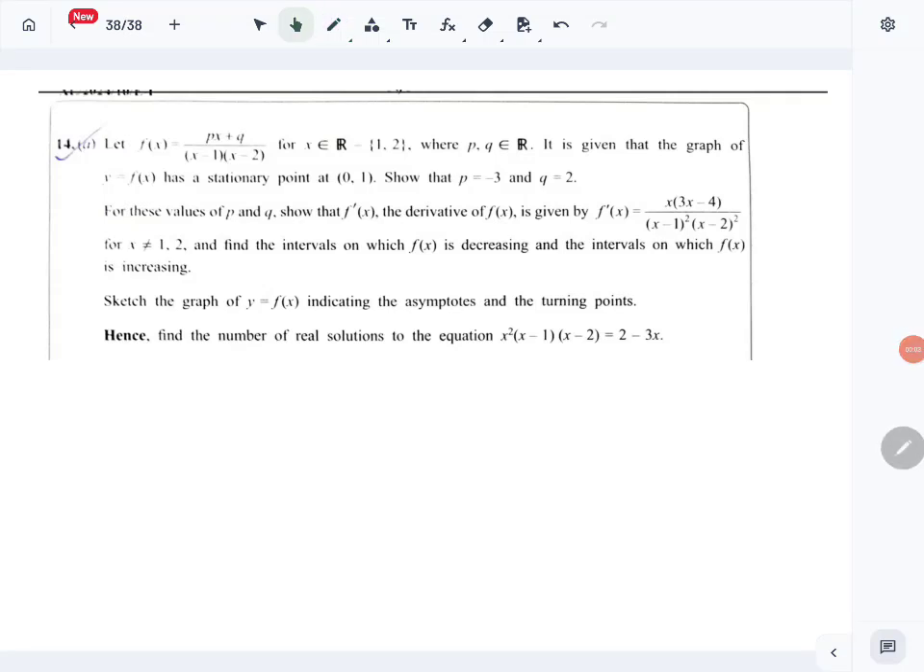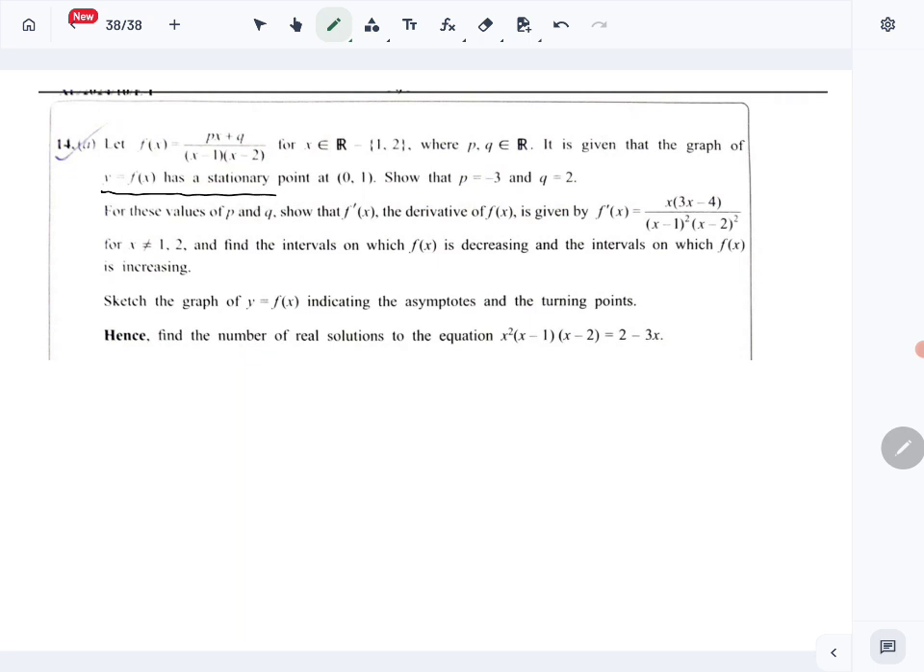Okay, now let's look at question number 14, part A of the Combined Mathematics 2024 A-level paper. Right, so this is the derivative question. They have given a function here, and p, q are real numbers. The graph of f(x) has a stationary point at (0, 1), and using that we have to show p equals -3 and q equals 2.